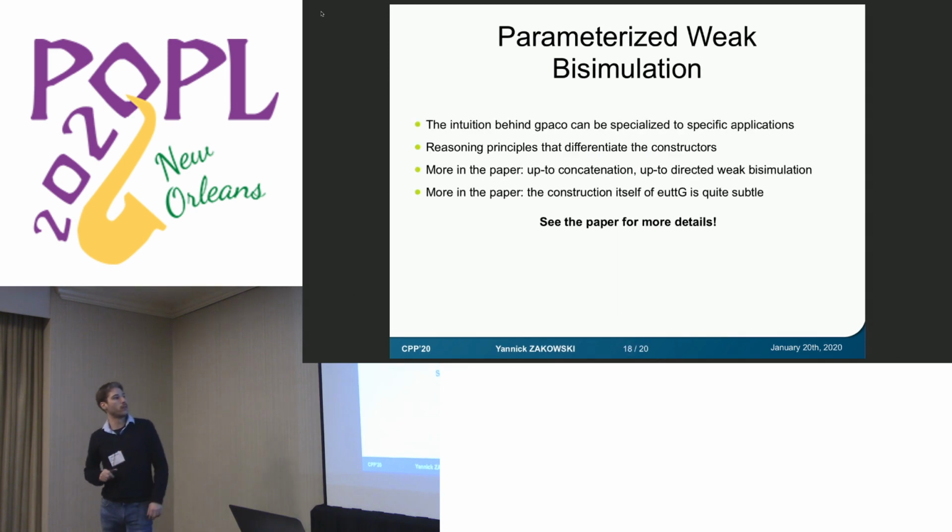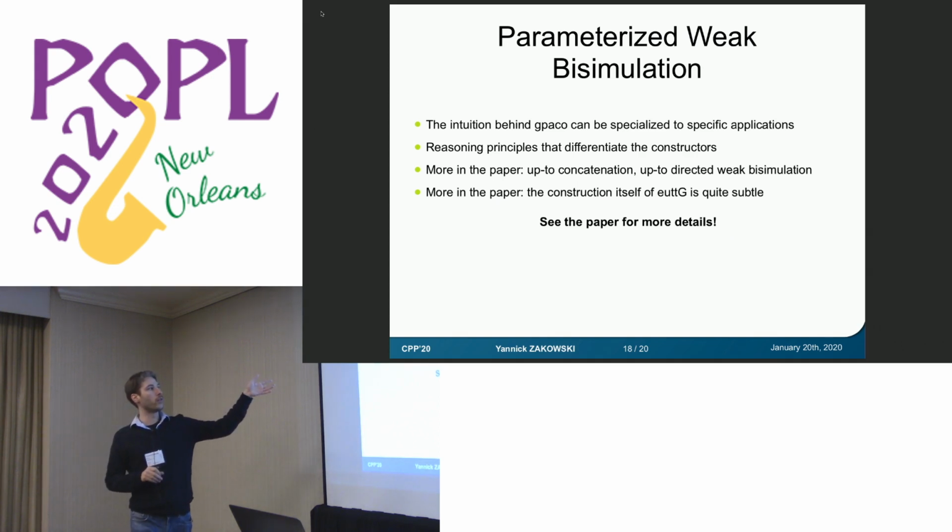So just to conclude about this approach, the intuition is we take the same intuition about GPaco that manipulates release unlocked information, and we can apply it to specific domains, so that in particular, we will have reasoning principles that differentiate which constructor has been taken to go under the functor.